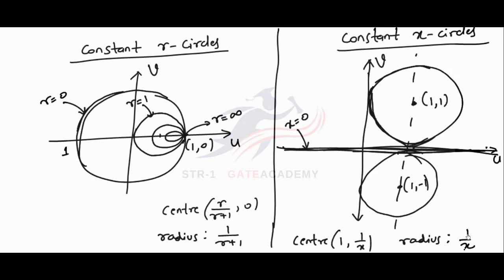And as you increase the value of x, the radius keeps on decreasing. Initially for x equal to 0, the radius was infinity. For x equal to 1, the radius has become 1. Now as you increase the value of x, the radius keeps on decreasing.